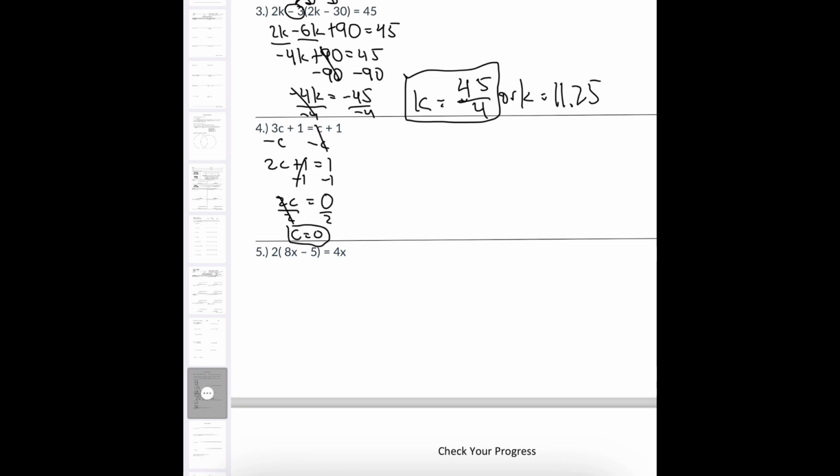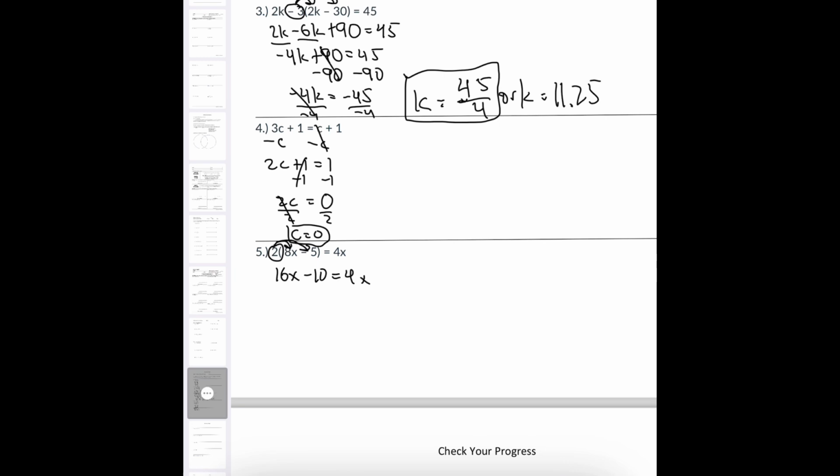For number 5, I again see another set of parentheses, so I'm going to take what's in front of the parentheses and distribute it to what's on the inside. 2 times 8x is 16x. 2 times negative 5 is negative 10. Bringing down the rest, I have equals 4x.